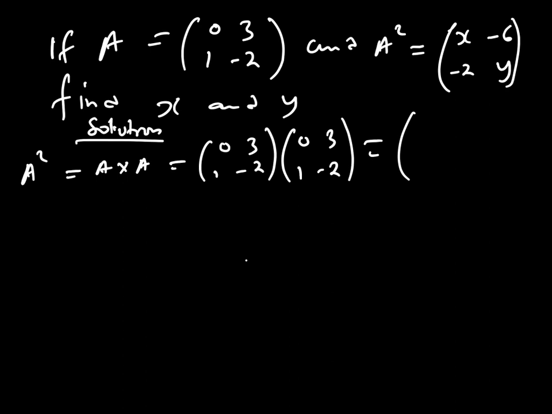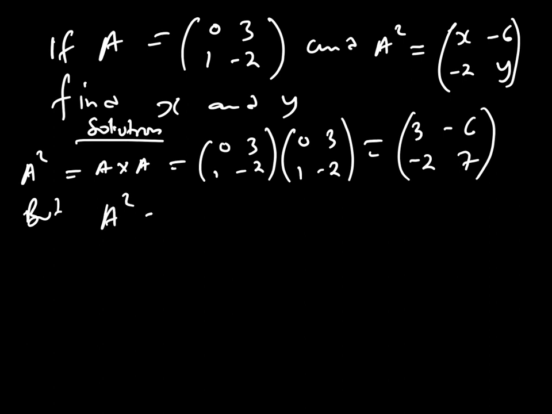0 by 0 is 0. 3 by 1 is a 3. 0 by 3 is 0. 3 by 2 is minus 6. Down we go to 1 by 0 is 0. 2 by 1 is minus 2. And then 1 by 3 is 3. Negative 2 by negative 2 is a 4. So we have 3 plus 4, which is a 7. So what do we end up with? I've done this so fast because I believe you can now multiply.